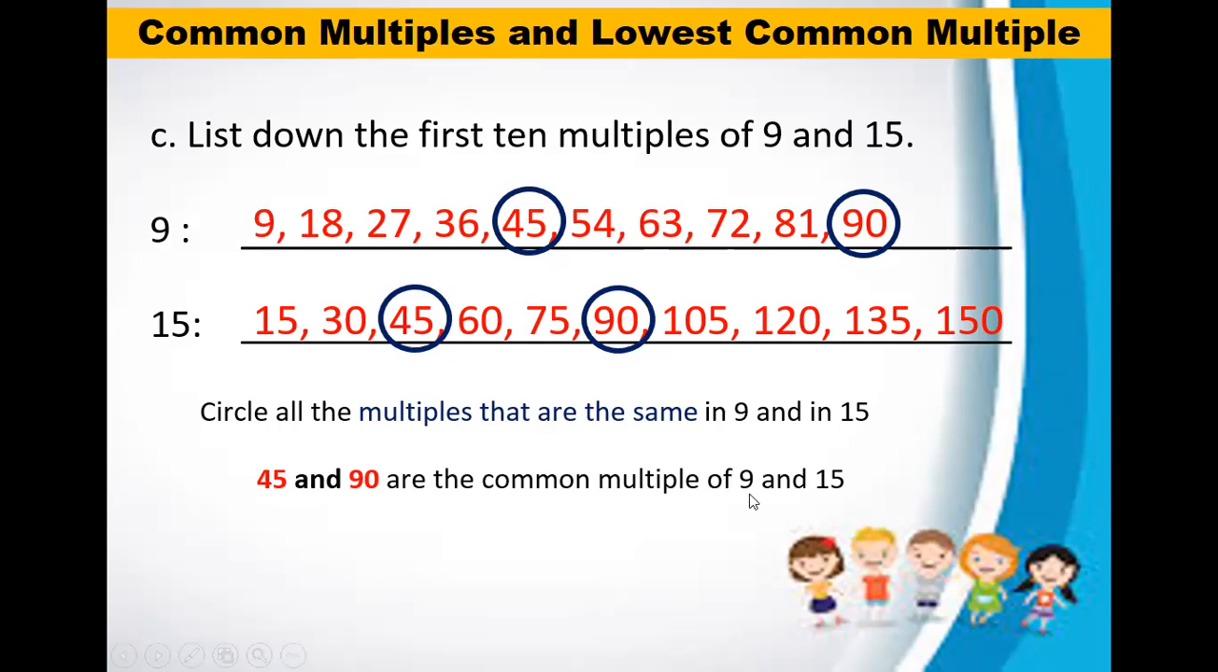From the common multiples, what do you think is the lowest common multiple of 9 and 15? Lowest means you have to get only from the common ones. What is this? So yes, 45 is the least common multiple of 9 and 15. Okay, it is very easy.